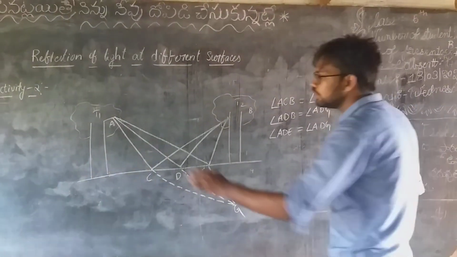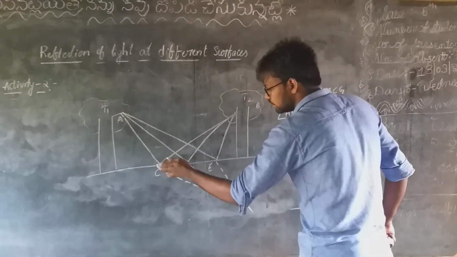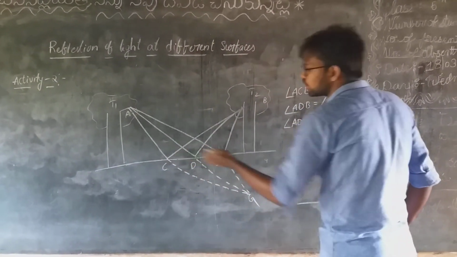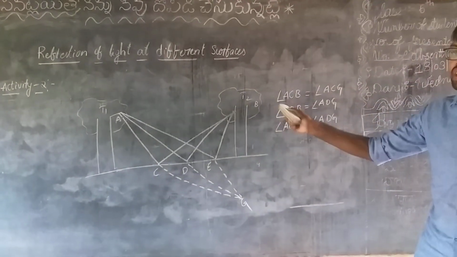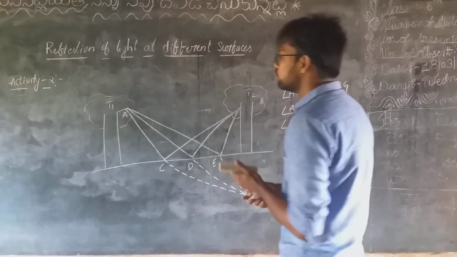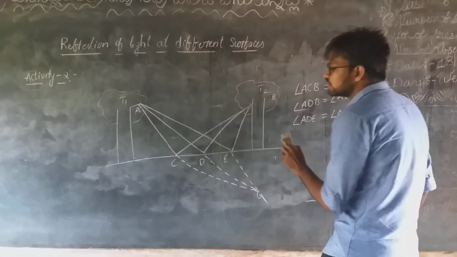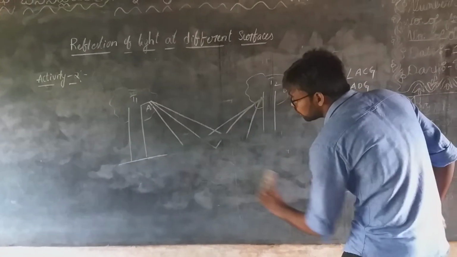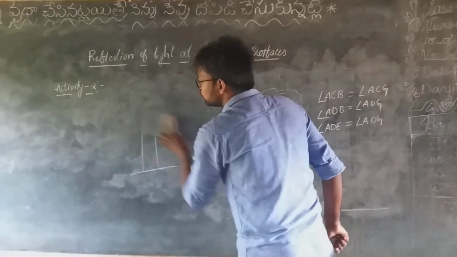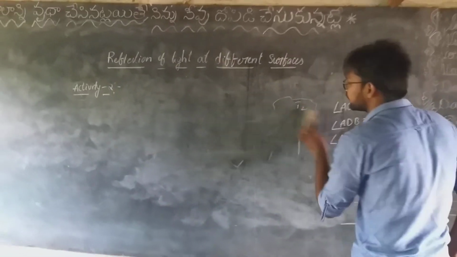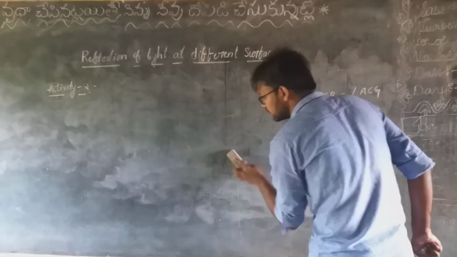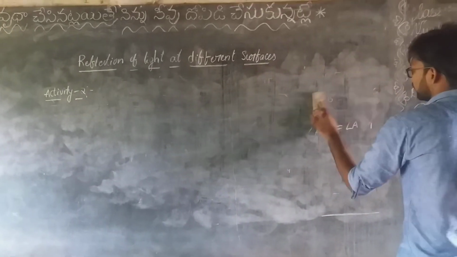I am telling this from the mathematical proof. These are the simple reflections of light based on different distances. Now from this only, another one we are taking: angle of incidence is equal to the angle of reflection. I already told you both should be equal, then only we can say that reflection has taken place, otherwise it is a total internal reflection.